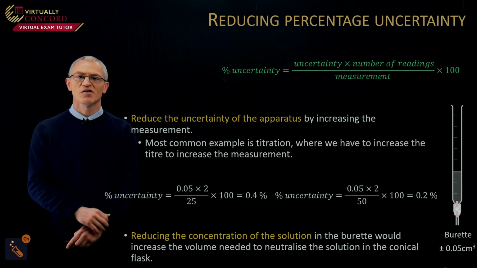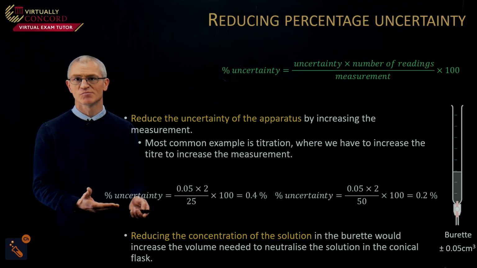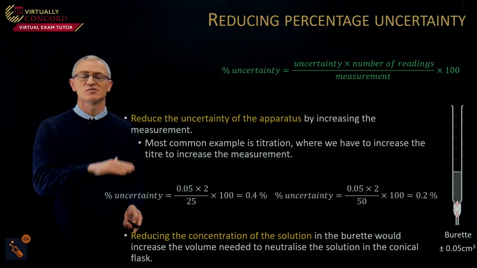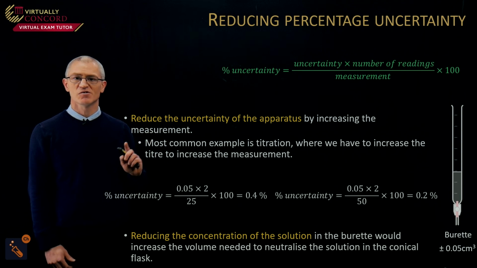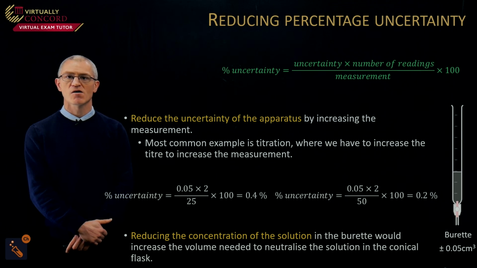We do that by reducing the concentration of the solution in the burette. That means there are fewer moles per decimetre cubed, which means you need more decimetre cubed or more centimetres cubed to neutralise your solution in the conical flask. So make sure you mention both. I will increase the volume of the titer, and I'll do that by reducing the concentration of the solution.